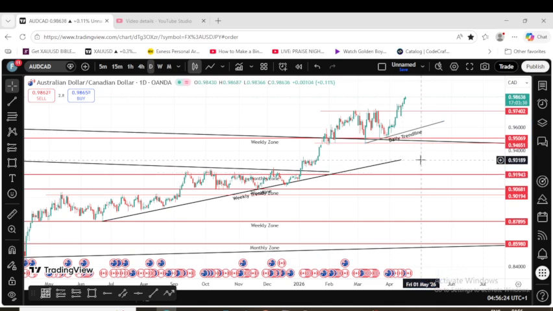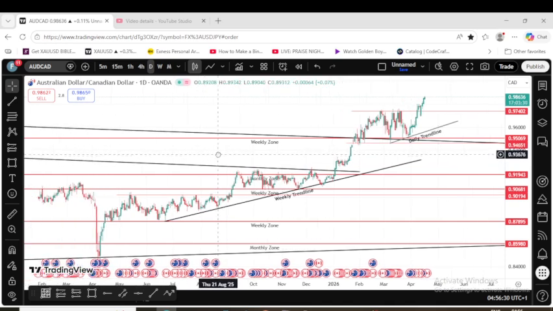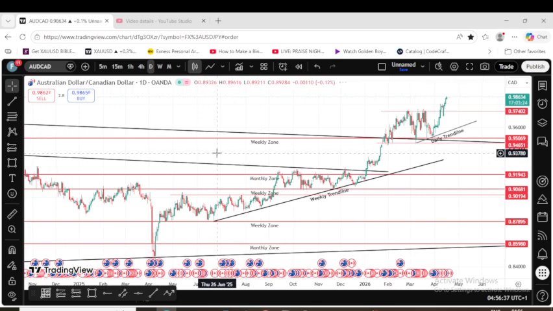So now that we've identified our daily trend line as well as our daily zones, the next thing for us to do is to identify our trend origin. So what is our trend origin? Our trend origin, as the name implies, is the point that signifies the beginning of the trend. The trend origin is where the trend starts.